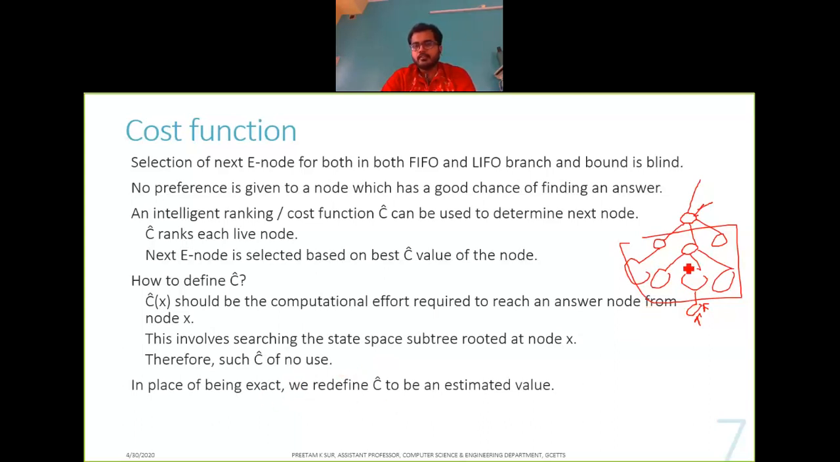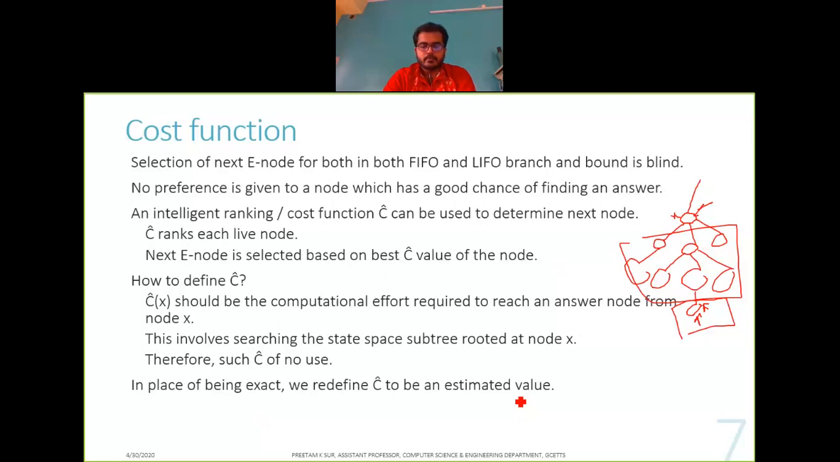Okay, so we'll not tell with a guarantee that the answer node from node X is 3 nodes away or 4 nodes away from this node, right? We'll tell that this is an estimated value to reach the answer node from this current node X. Okay, so in place of being exact, we'll redefine the CCAP to be an estimated cost, to give an estimated cost.